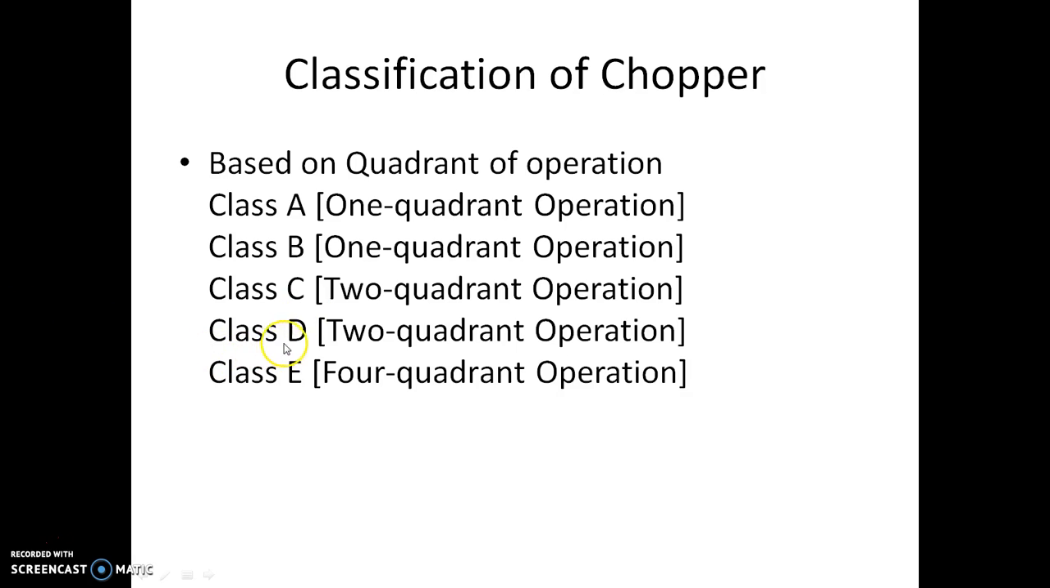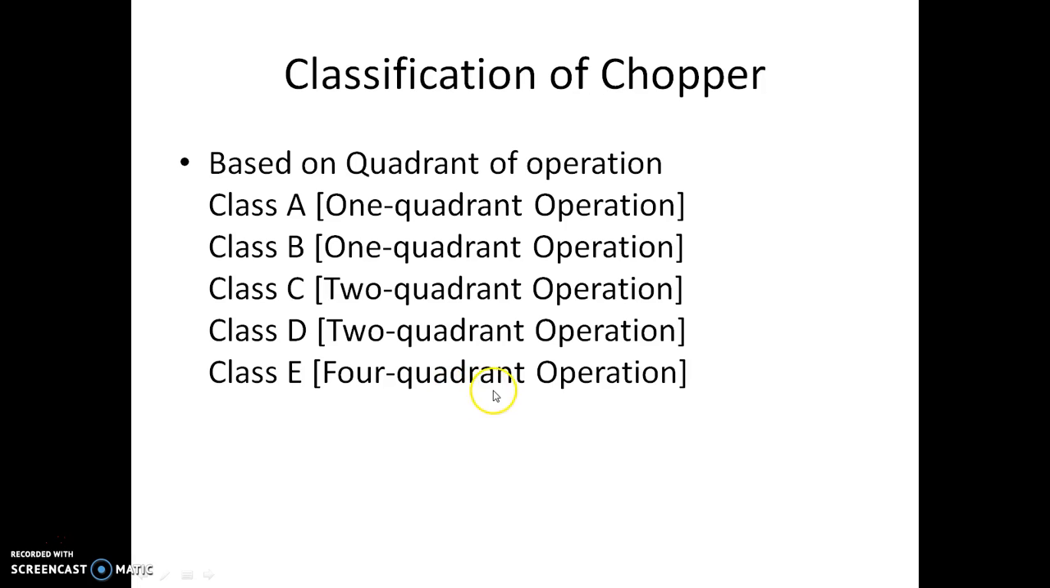In class D chopper, it is also a combination of A and B, but we get first and fourth quadrant of operation. First quadrant operation means output voltage is positive as well as output current is positive. Fourth quadrant means output current is positive whereas output voltage becomes negative. So in this class D operation, output current is positive throughout the operation whereas output voltage changes from positive to negative.